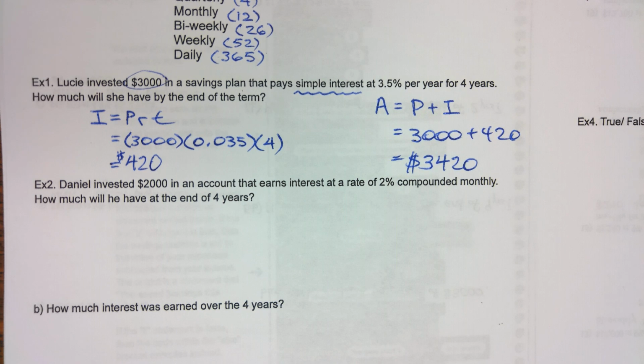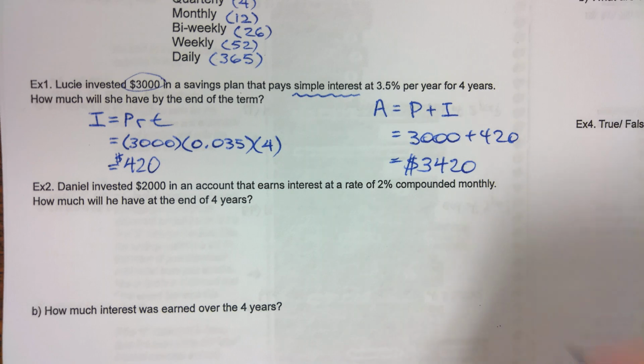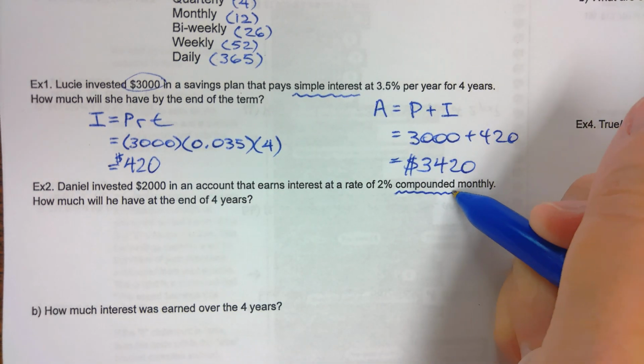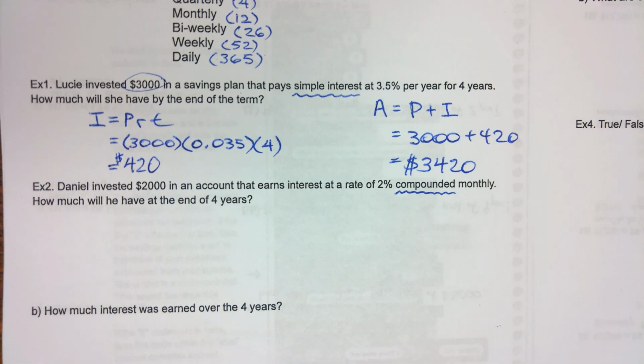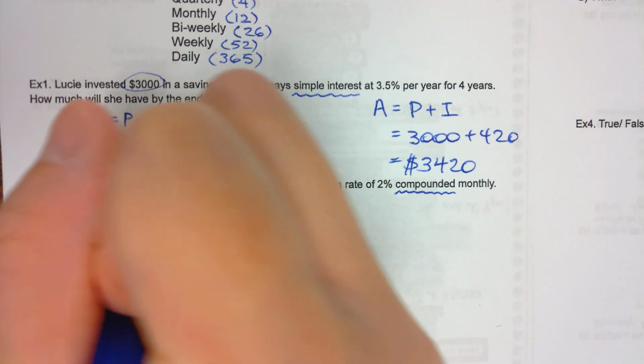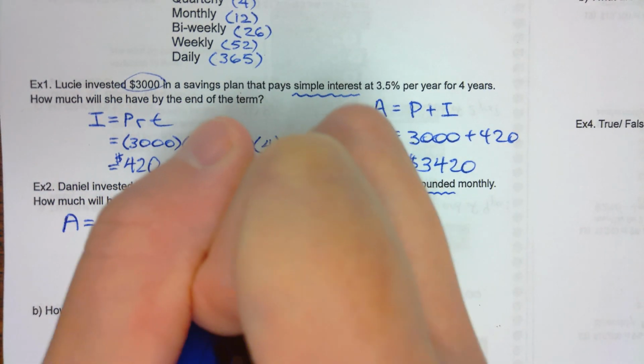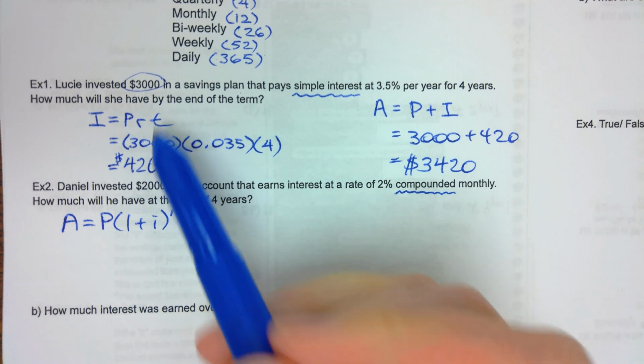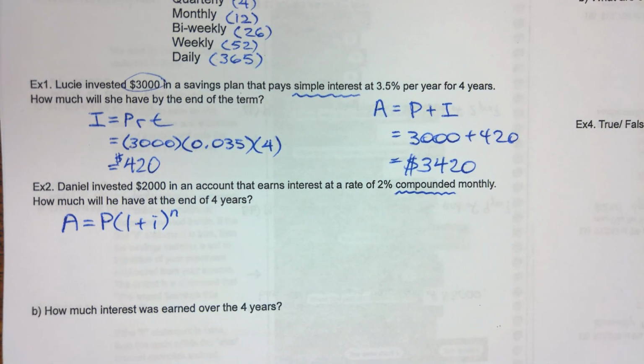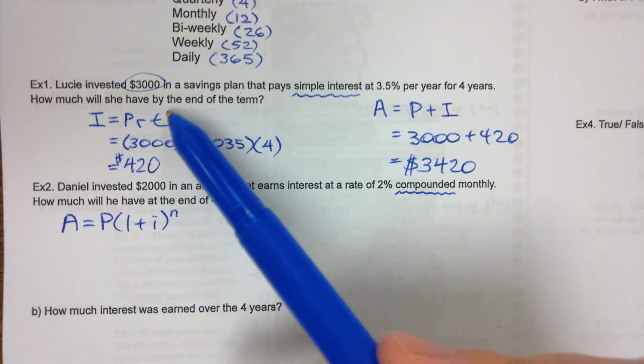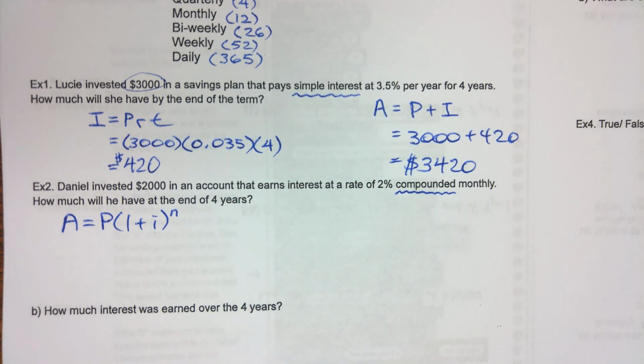How much will he have at the end of 4 years? Because I see the word compounded, that tells me I should use the compound interest formula. So A equals P times 1 plus I to the n. Do you need to memorize these two formulas? Yes, you have to memorize them for the final exam. For this chapter, I'm going to give you an assignment instead, so you don't need to memorize them for the assignment because you can use your notes. But for the final exam, you do have to memorize these two formulas.